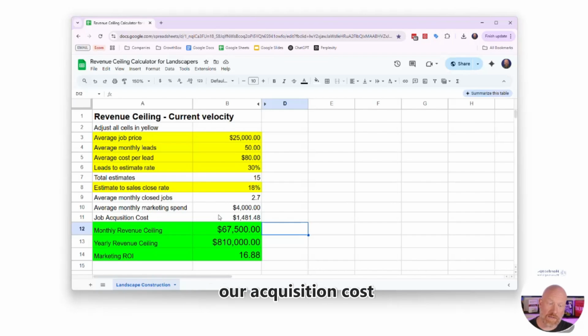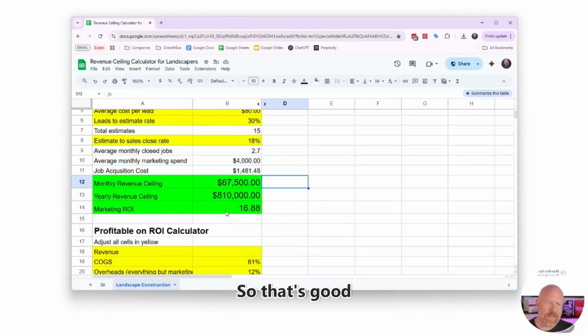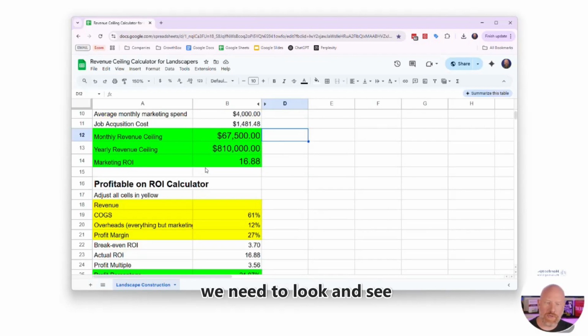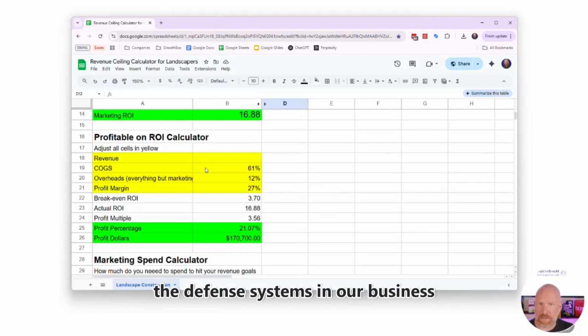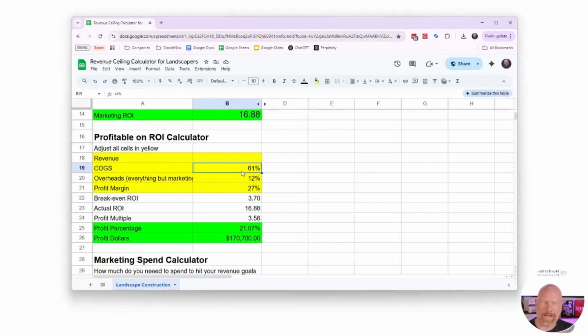We know our job cost, our acquisition cost. We know our estimate to close, our lead to estimate, all that kind of stuff. So that's good. But how does that translate? Well, we need to look and see what the financial systems or the defense systems in our business are, and how that affects our overall profit dollars, or dollars in our pocket, based upon our ROI.